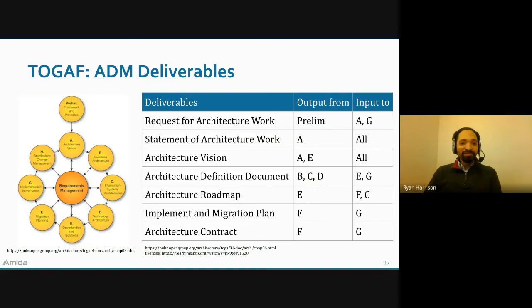So you can think about it, if you're not a TOGAF fan, as a garbage bag, or if you are a TOGAF fan, a library of these deliverables that you can pull from. And likewise, there is a library of architectures you can pull from for the views, et cetera, et cetera.